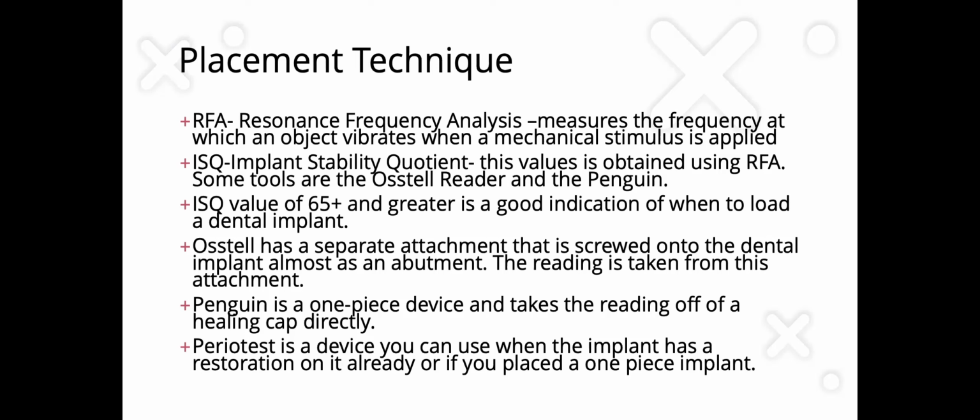Some tools that measure ISQ or RFA are the Osstell reader and the Penguin. ISQ values of 65 and greater are a good indication of when to load a dental implant. The Osstell has a separate attachment that is screwed onto the dental implant almost as an abutment. We call this the smart peg, and the reading is taken from this attachment. The Penguin is a one-piece device, and it takes the reading right off the healing cap directly.